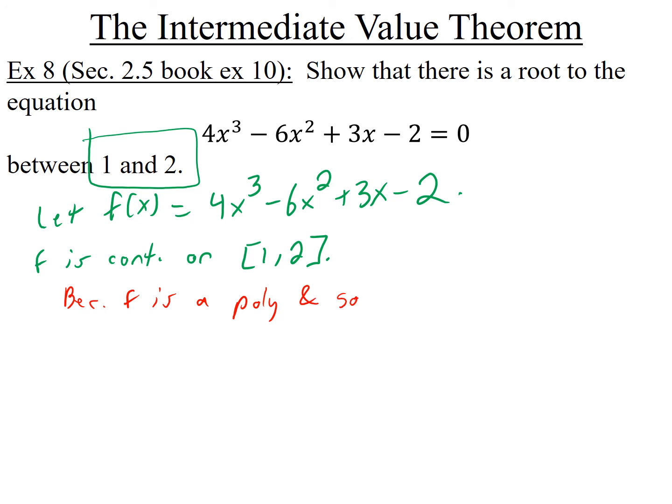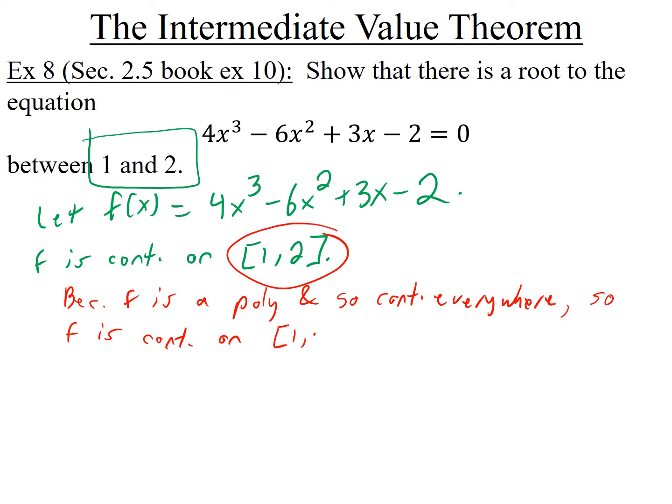and so continuous everywhere, because we know polynomials are continuous everywhere. So that means it's continuous on negative infinity to infinity. So since this is less numbers than negative infinity to infinity, f is continuous on the interval we want, 1 to 2. So you have to make some kind of argument like that. Okay, so we've done the first thing.